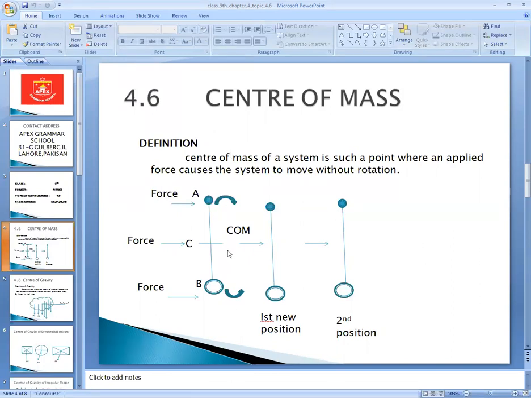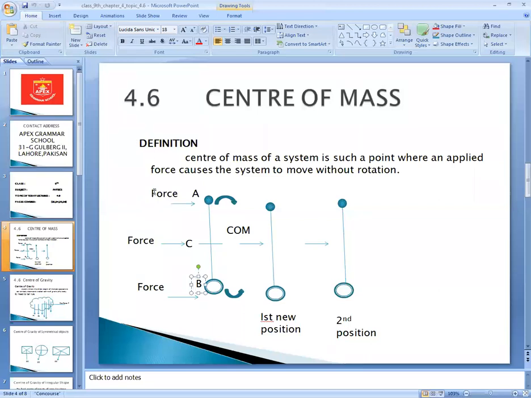First of all, we will see these figures first. So this is a small mass, I say this is point A. Then this is a big mass as compared to A mass, so we have, say, this is the B point. I'm going to explain this definition for you first of all. Center of mass of a system is such a point where an applied force causes the system to move without rotation. Okay, I say this is A point, then this is B point.